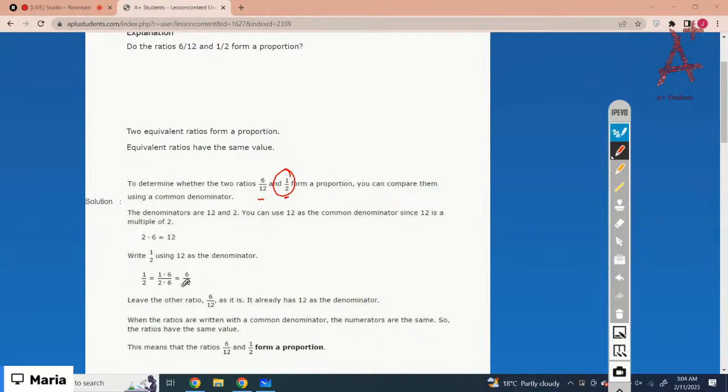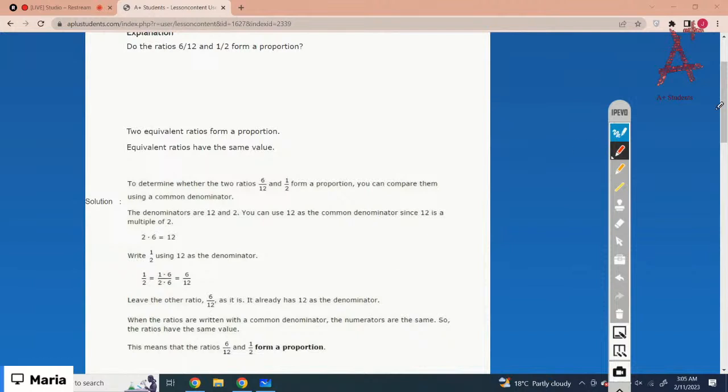So you have to multiply this fraction by 6. Just multiply numerator and denominator by 6. When you multiply numerator and denominator by 6, it makes 6 by 12. Got it? The other one is already 6 by 12, and the one you just multiplied by 6 also makes 6 by 12. So they have a common denominator, that is 12. When the ratios are written with a common denominator, the numerators are the same. If their denominators are the same and their numerators are also the same, that means the ratios form a proportion. Got it?